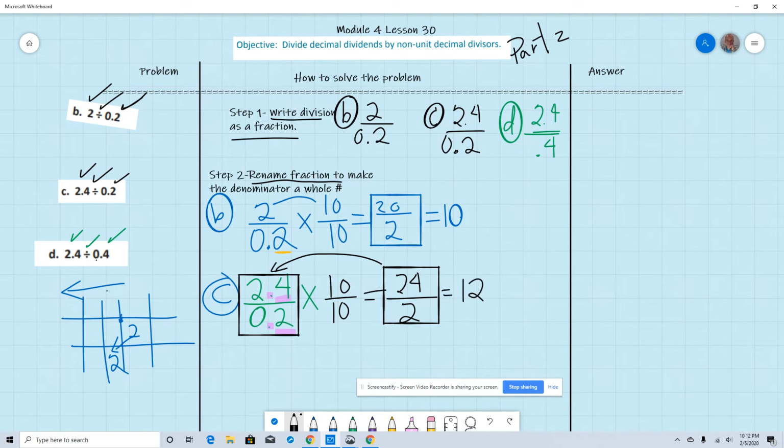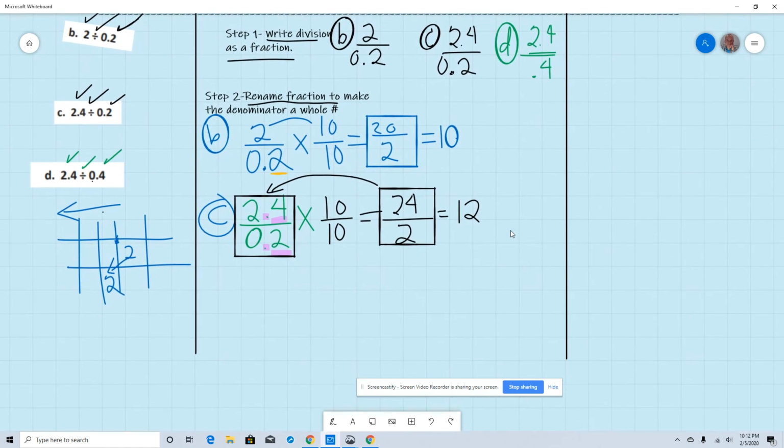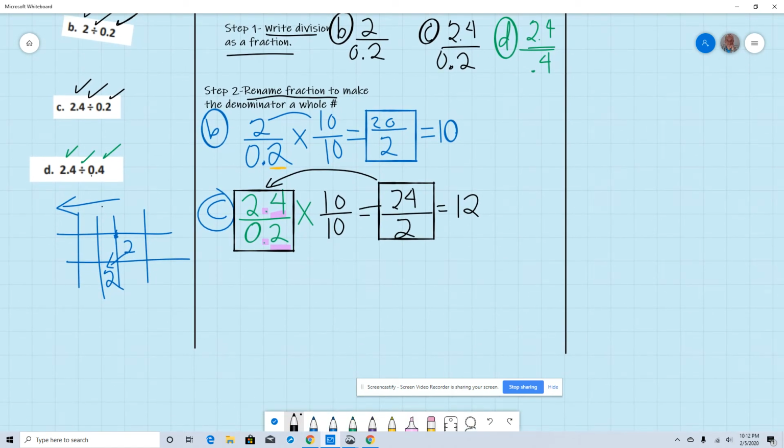One more problem. Let's look at D. D is 2.4 divided by 4 tenths. Again, we can multiply this by 10 because this is a tenth. That is a clue for what we can do with it. So multiply both of them by 10.